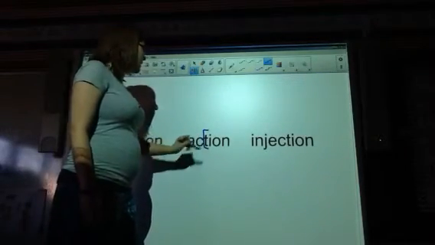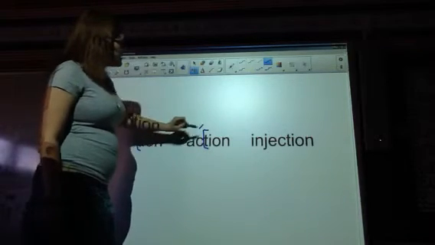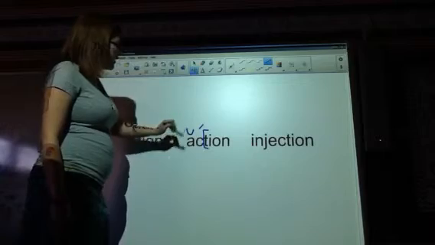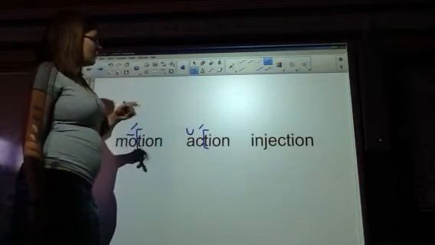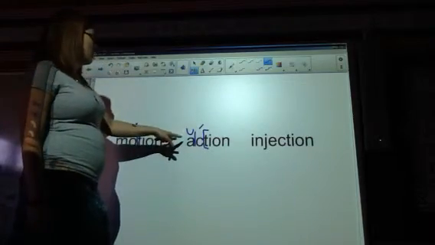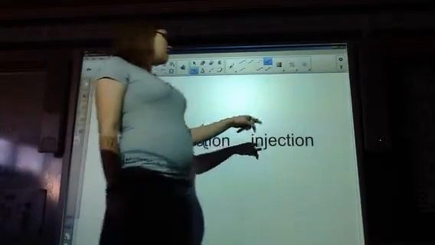Put my bracket on T-I-O-N. Accent right before. Put a breve above the A, because it's followed by a consonant. Action. What sound does that C make? Put a K back on the C. K back on the C, so action. Good. Okay, what about over here?